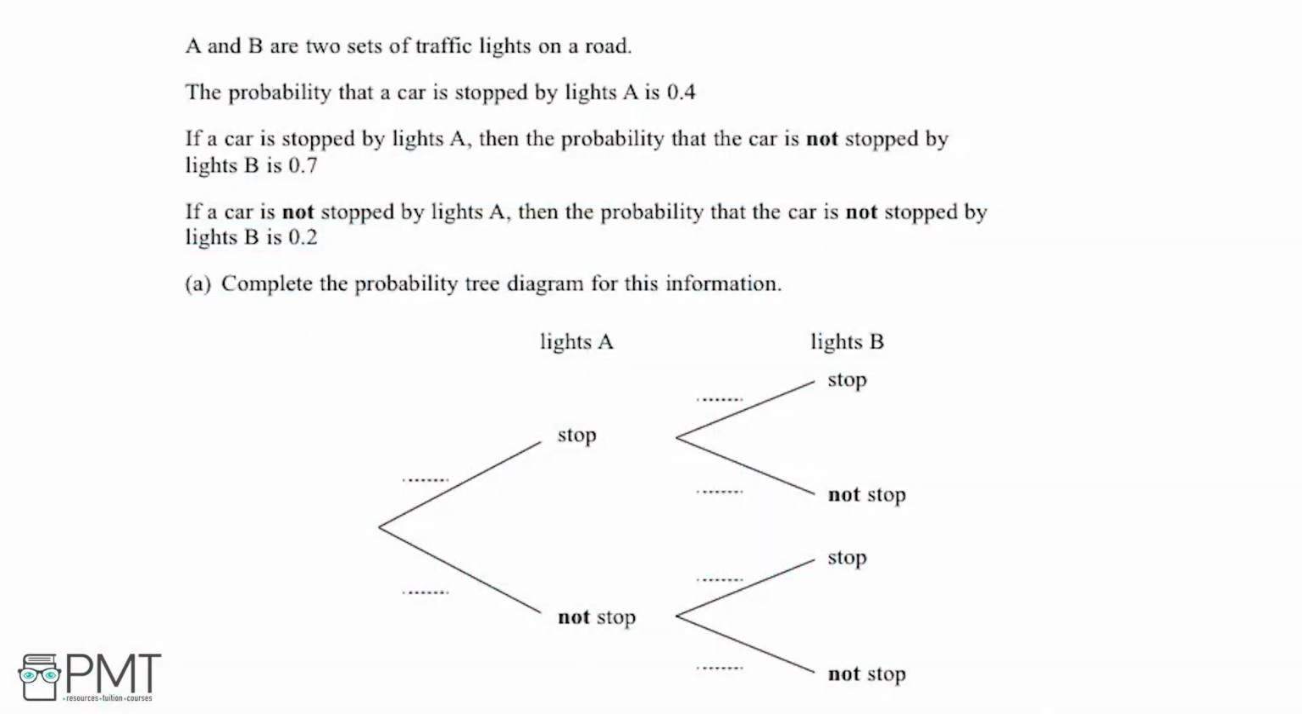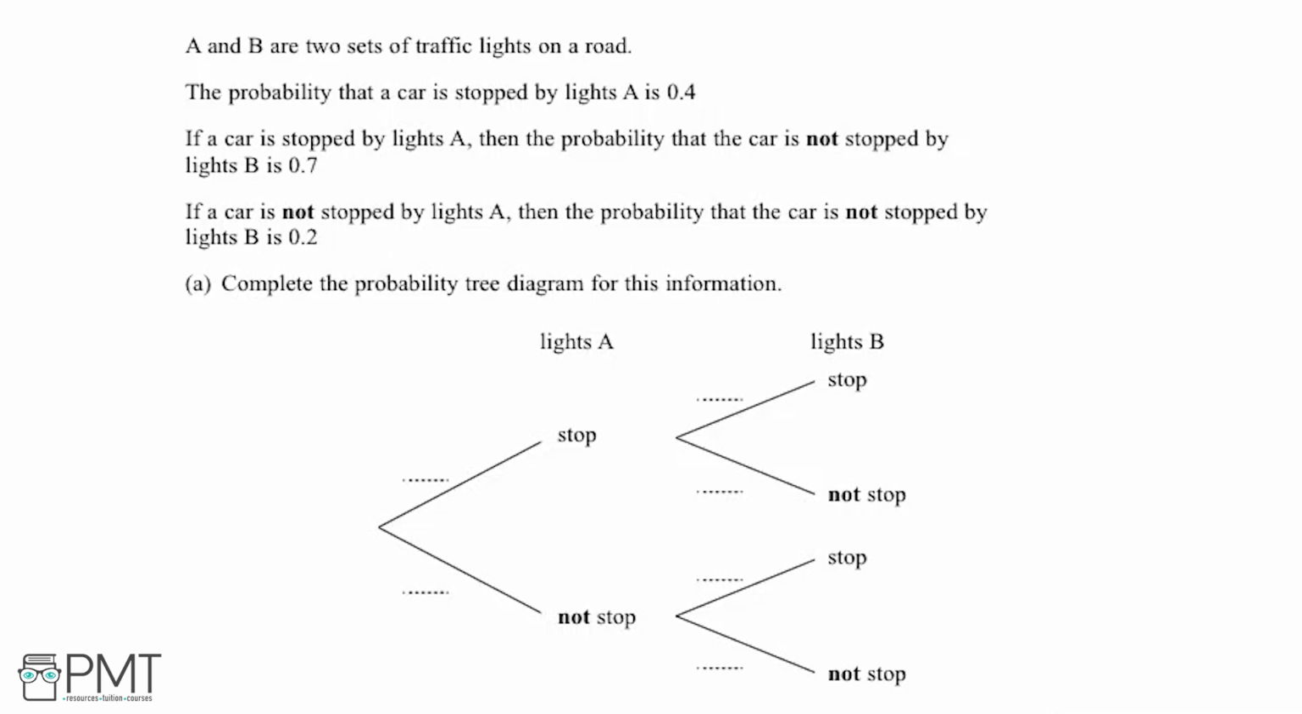A and B are two sets of traffic lights on a road. The probability that a car is stopped by light A is 0.4. If a car is stopped by light A, then the probability that the car is not stopped by light B is 0.7. If the car is not stopped by lights A, then the probability that the car is not stopped by B is 0.2. So we need to complete the probability tree diagram for this information.